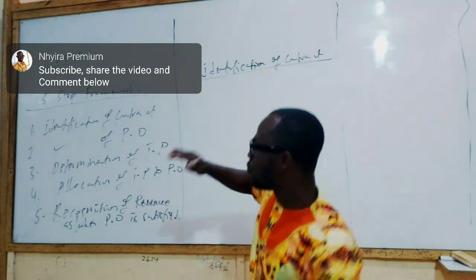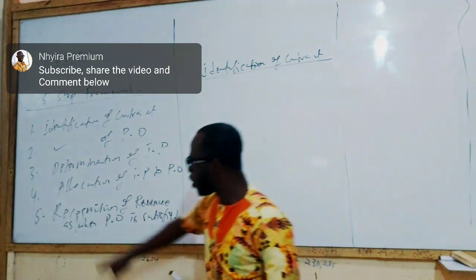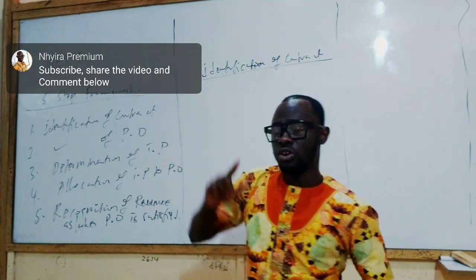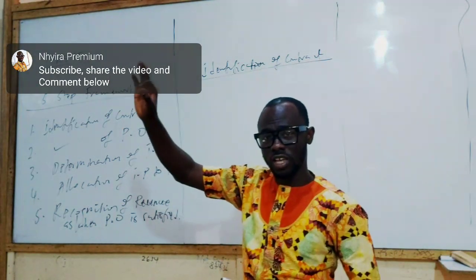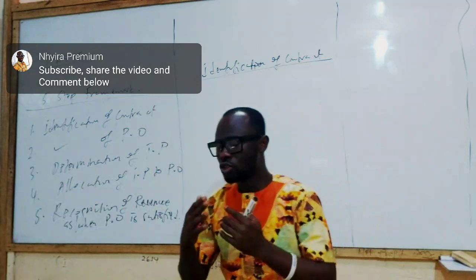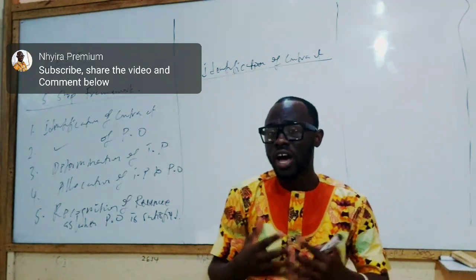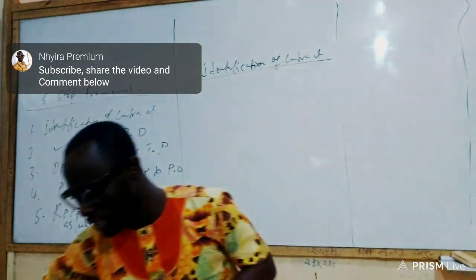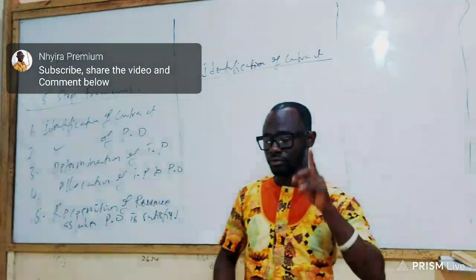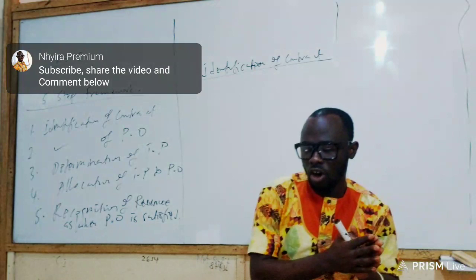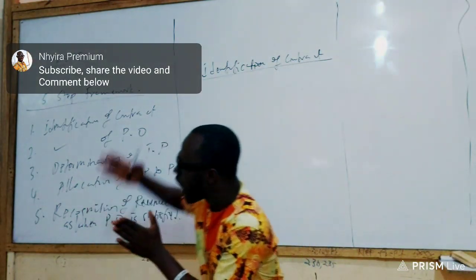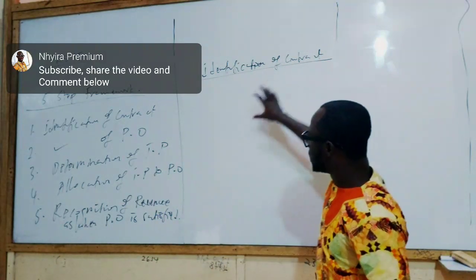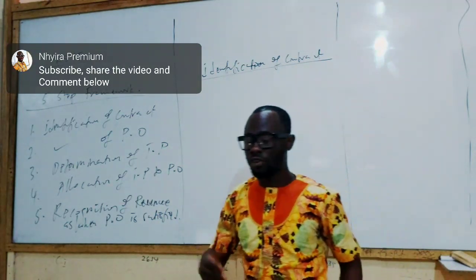Because remember, we are talking about revenue. But before we come to the fifth step, which is the recognition of revenue, you must identify, one, the contract with the customer. So how do we identify contracts with customers? Four key things that you must understand. In order for IFRS 15 to apply, the following must be met for us to say we have identified a contract.